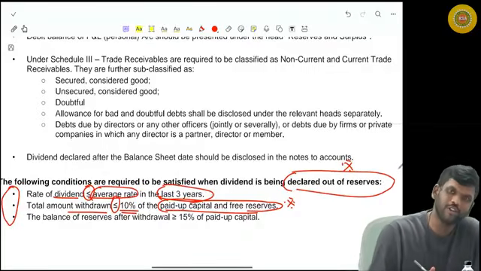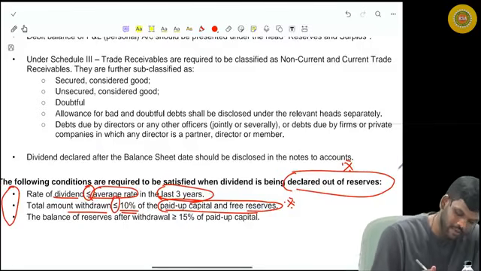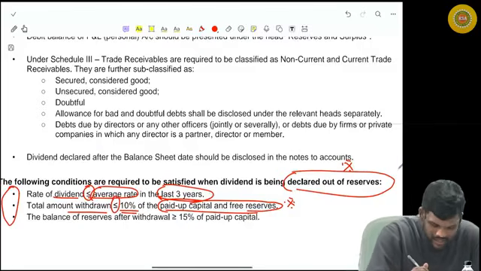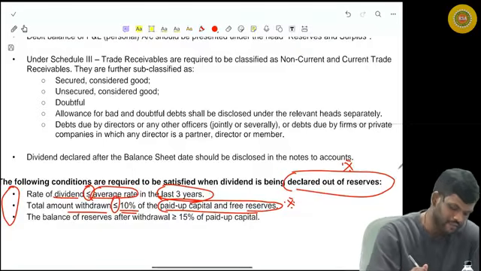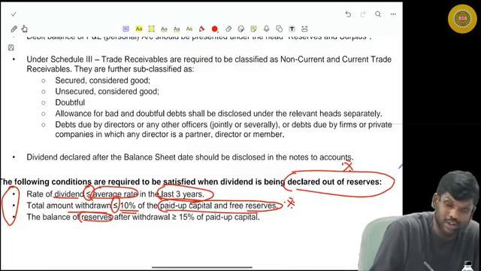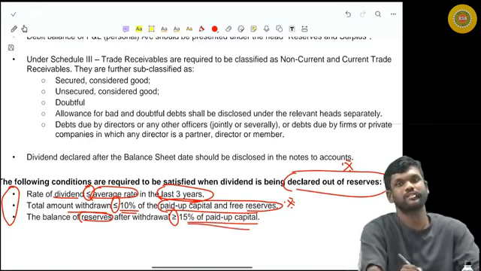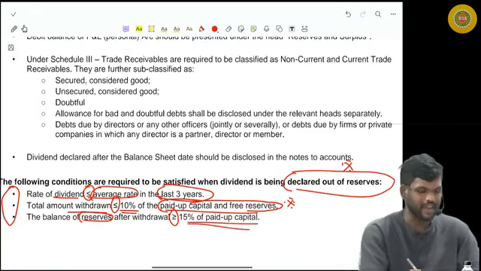So whatever amount that you are withdrawing from reserves for the purpose of this dividend distribution, that should be less than or equal to 10% of the paid up capital and free reserves. And after withdrawing, the reserves balance should be, remember here, greater than or equal to. The first two are less than or equal to, here it should be greater than or equal to 15% of paid up capital.